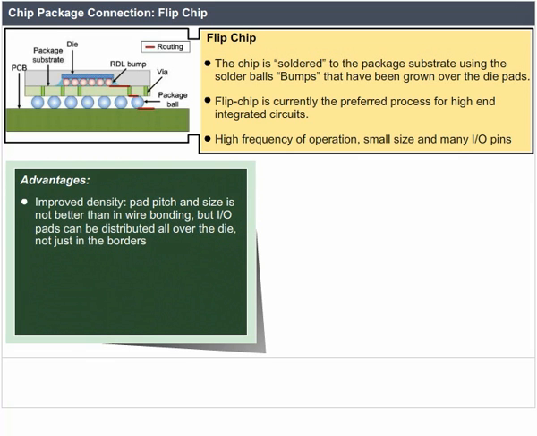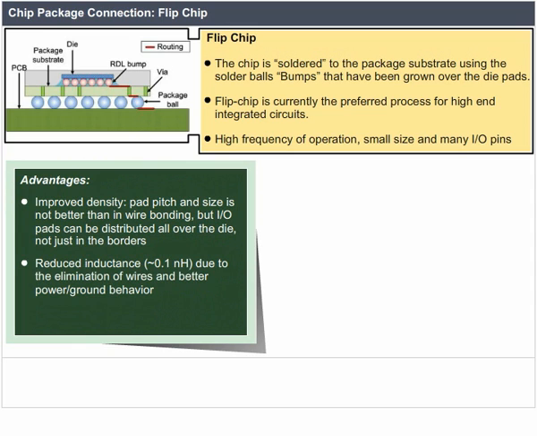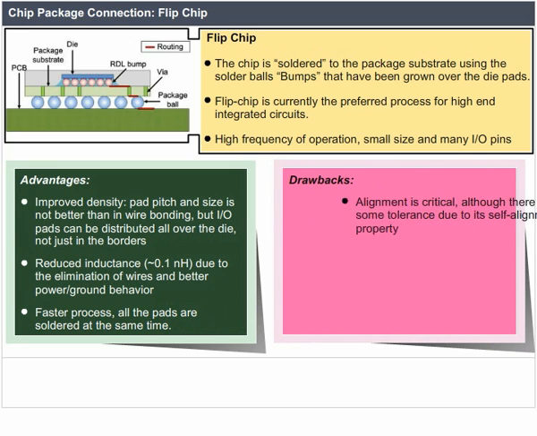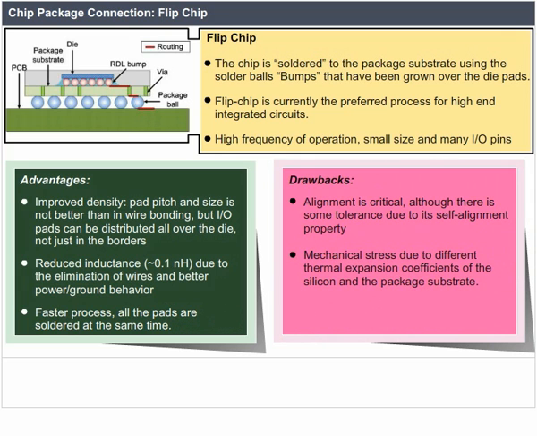Advantages: improved density. Pad pitch and size is not better than in wire bonding, but input-output pads can be distributed all over the die, not just in the borders. Reduced inductance due to the elimination of wires, and better power and ground behavior. Faster process, as all the pads are soldered at the same time. Drawbacks: alignment is critical, although there is some tolerance due to its self-alignment property. Mechanical stress due to different thermal expansion coefficients of the silicon and the package substrate.